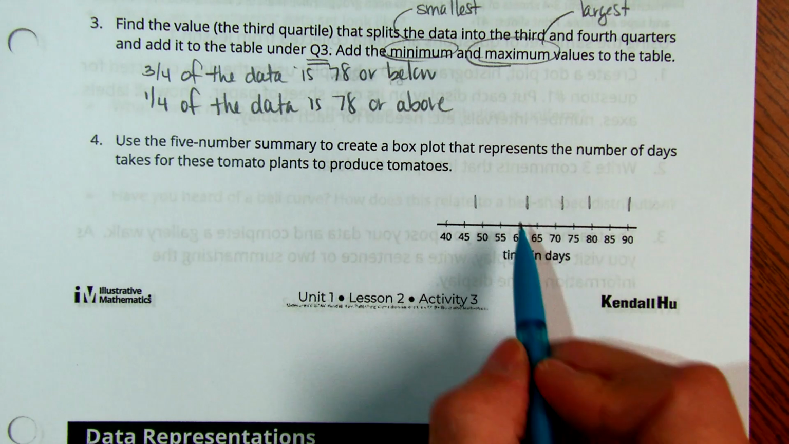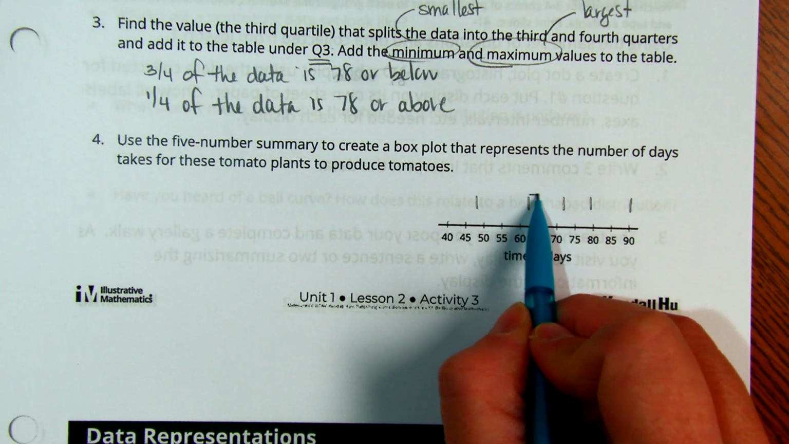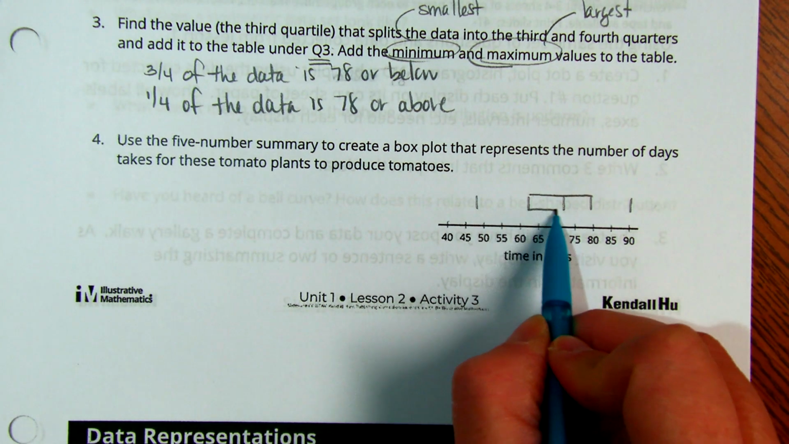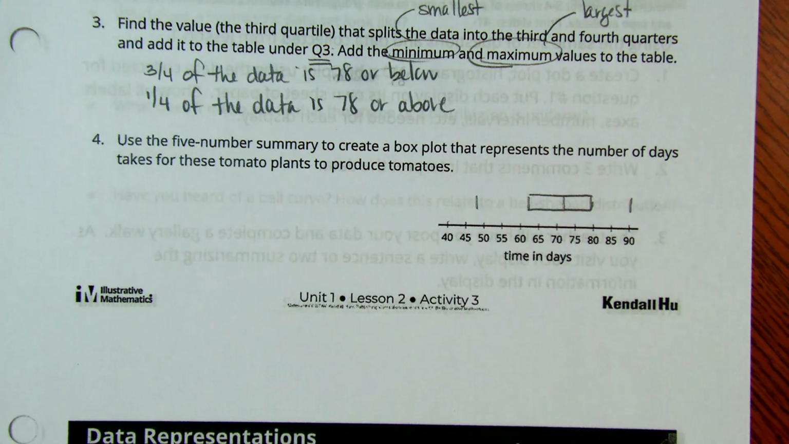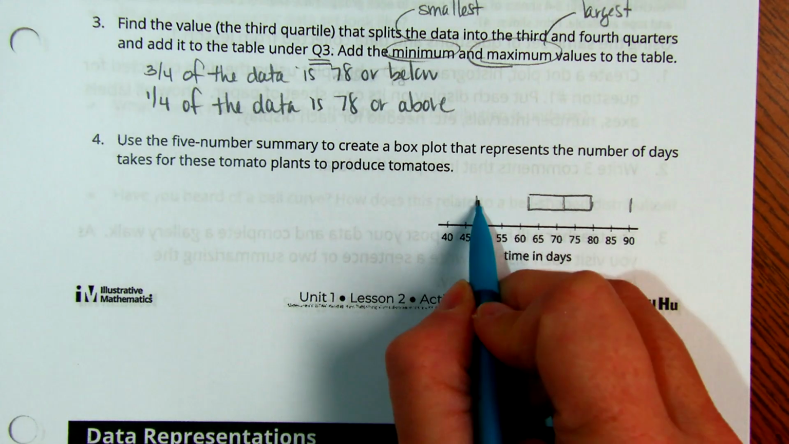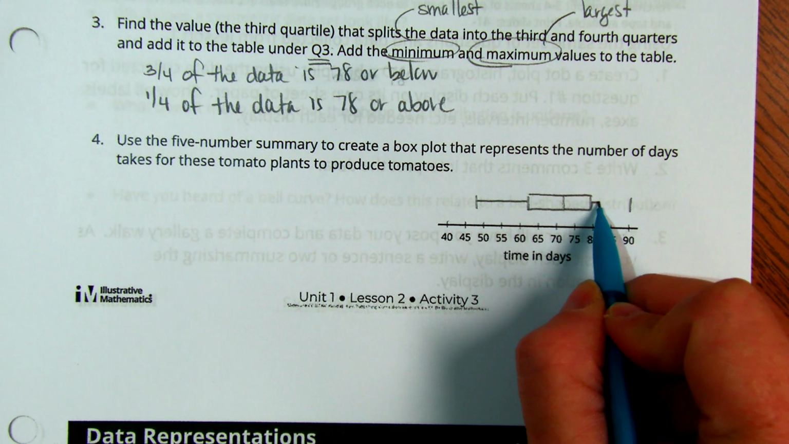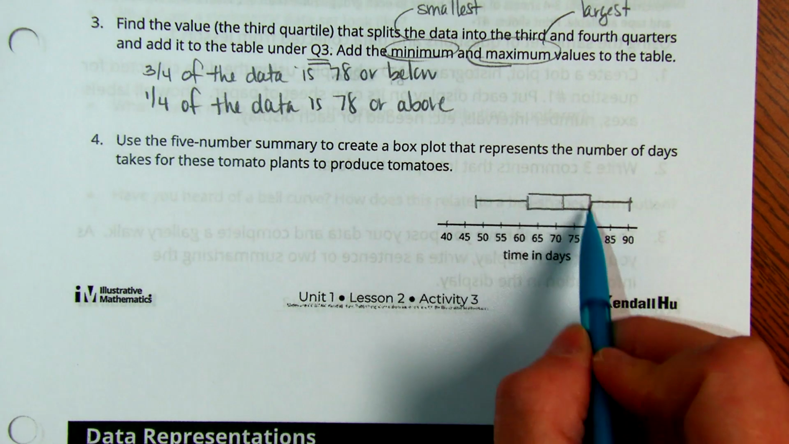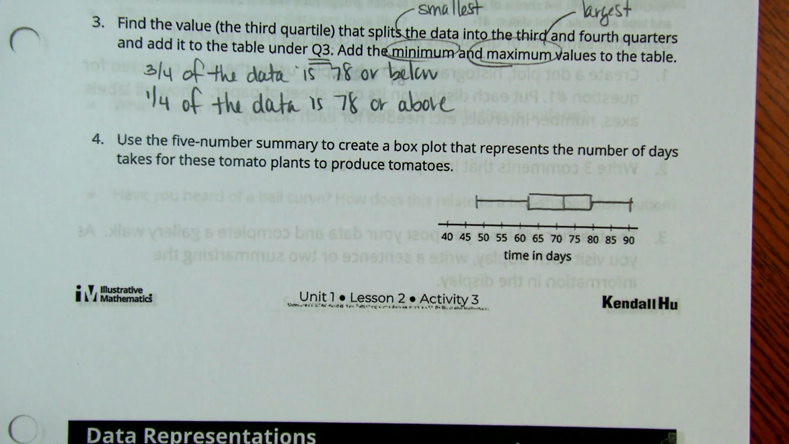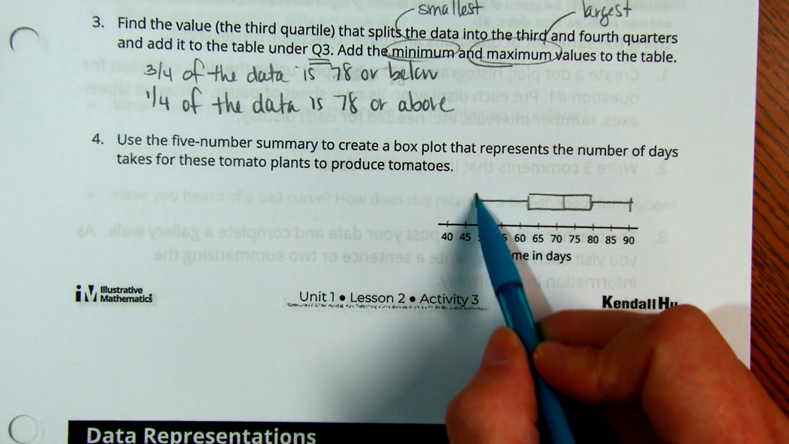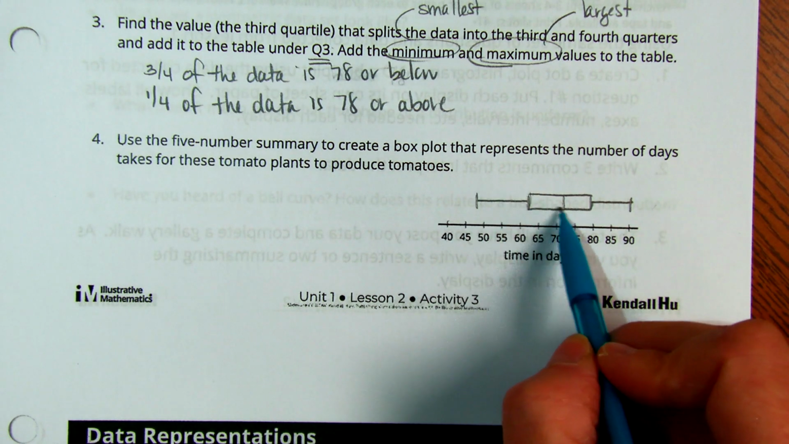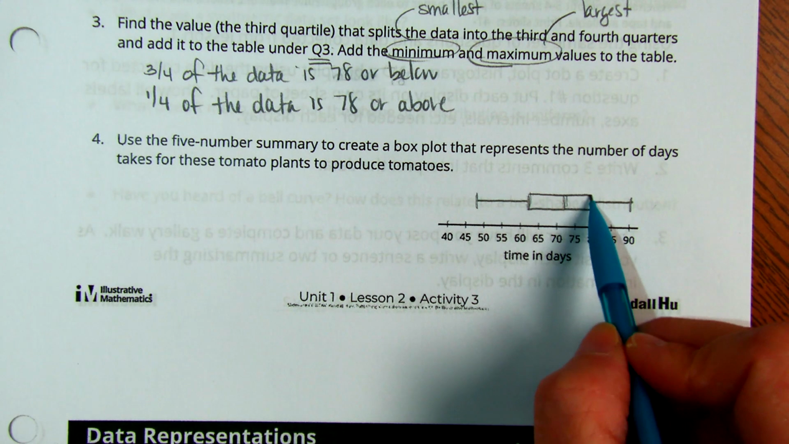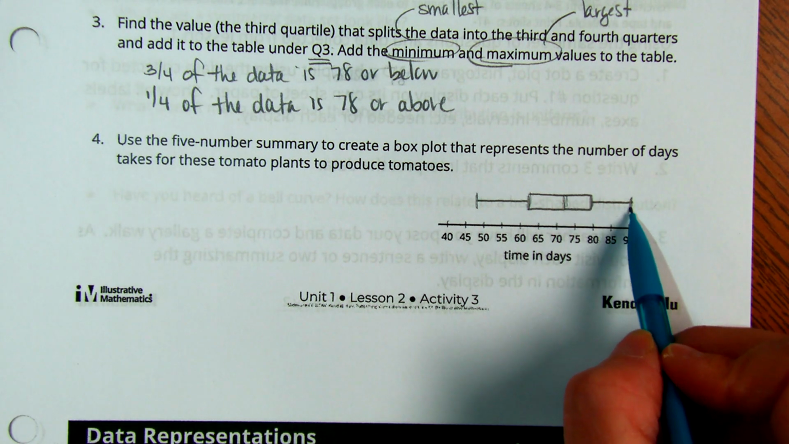Your 3 values of quartile 1, your median, and quartile 3 all create the box. The rest, it used to be called whiskers. So it used to be called a box and a whisker plot. So this represents your minimum, quartile 1, median, quartile 3, and then we have our maximum.